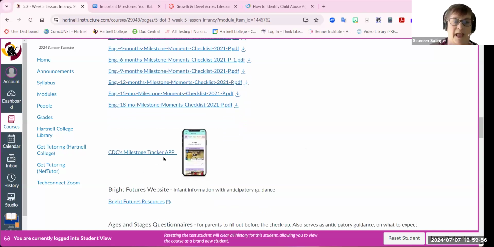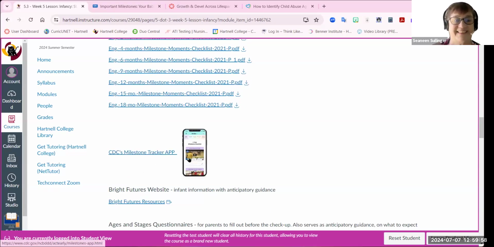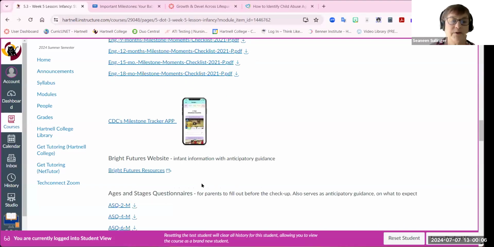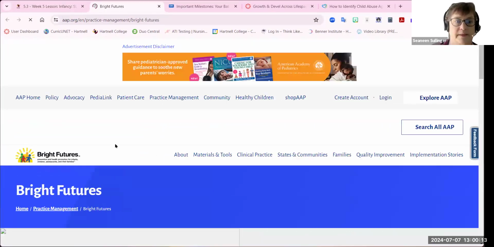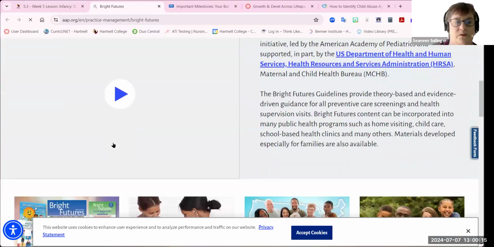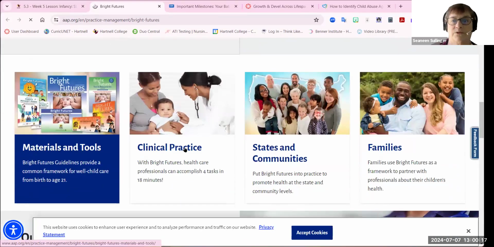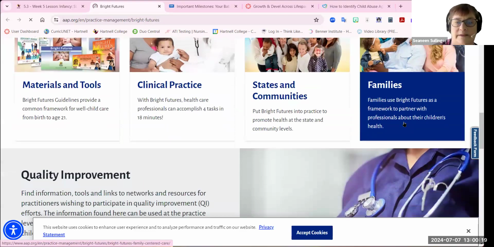And there's actually an app, because there's an app for everything, that you can install on your phone, and you can look things up, which is really kind of cool. You can also go to the Bright Futures resources. We talked about their nutritional guide, but they have a whole set of materials and tools for families that you can use.